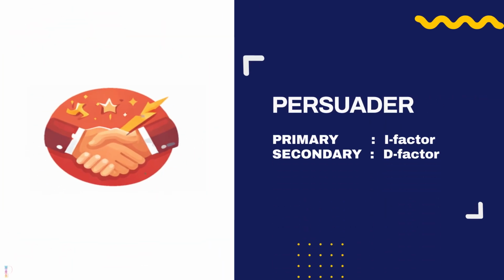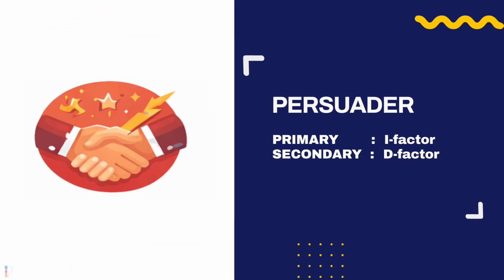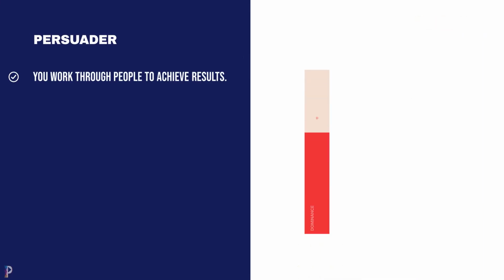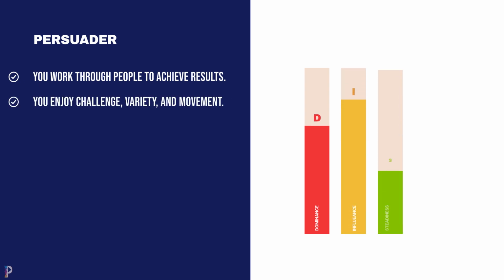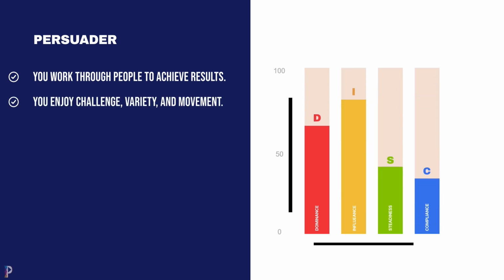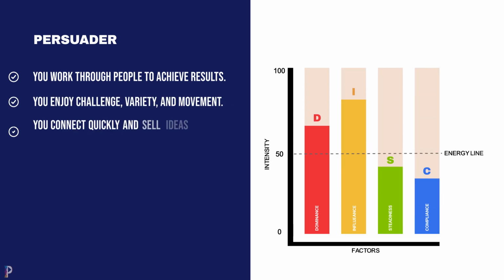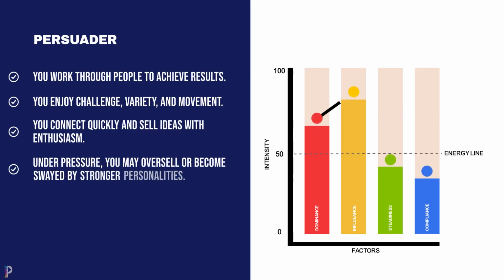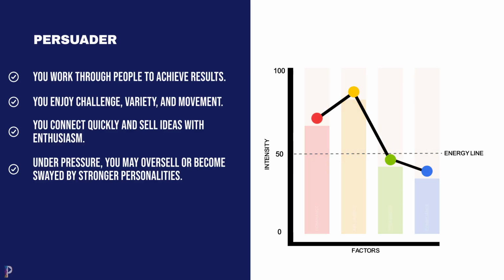If the I factor is primary and the D factor is secondary, then you are the persuader archetype. You work through people to achieve results. You enjoy challenge, variety, and movement. You connect quickly and sell ideas with enthusiasm. However, under pressure, you may oversell or become swayed by stronger personalities.